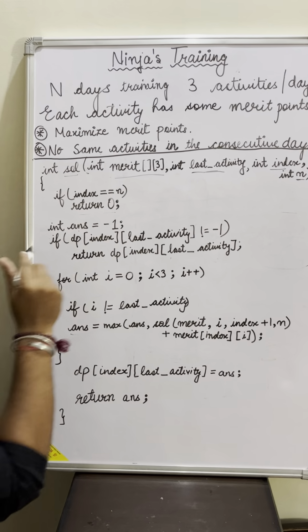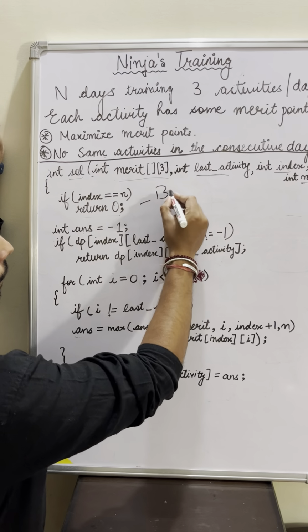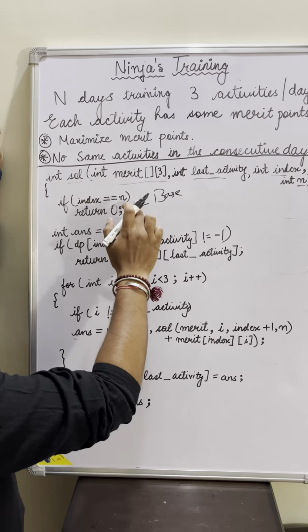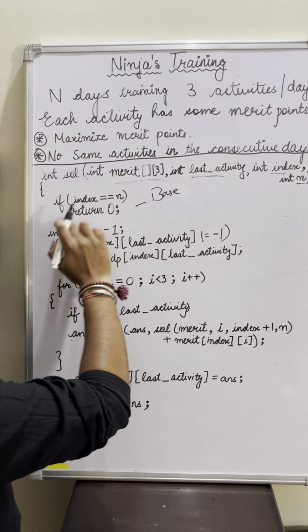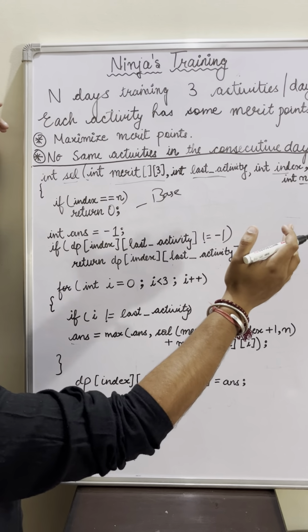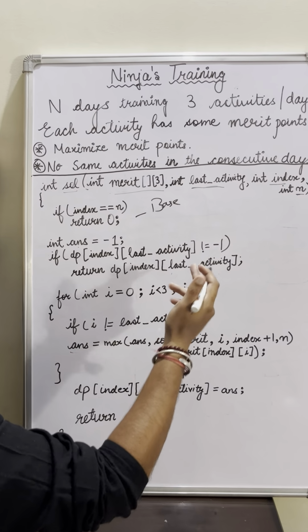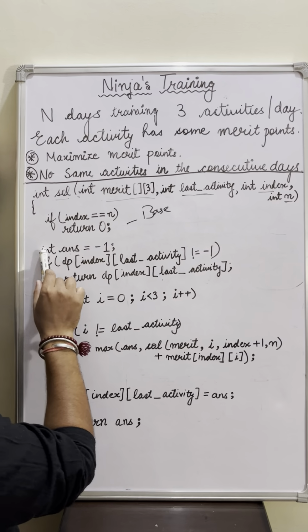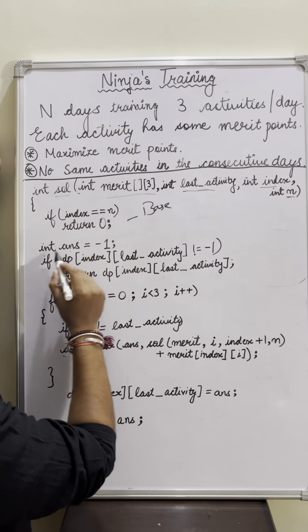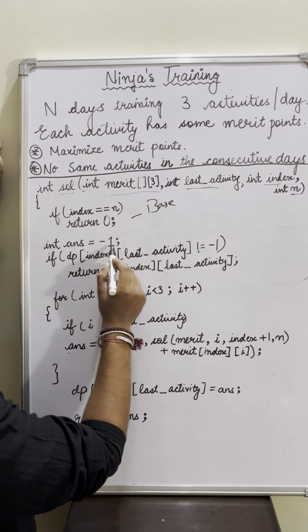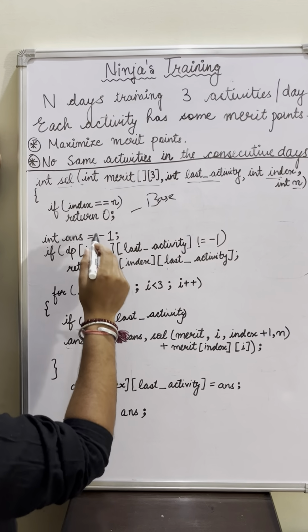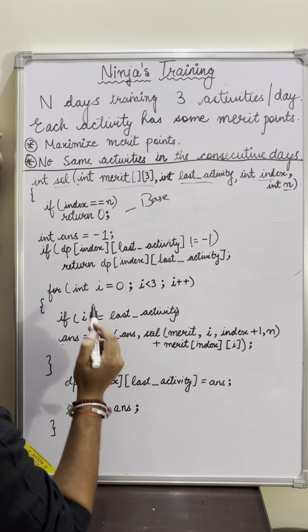Okay, so this is our base condition. If index equals n, we simply return 0. It means we are reaching the end point of the number of days, so we simply return 0. And this is for saving our answer. Initially we assign -1 because we are taking the maximum of all this. That's why we just assign -1.